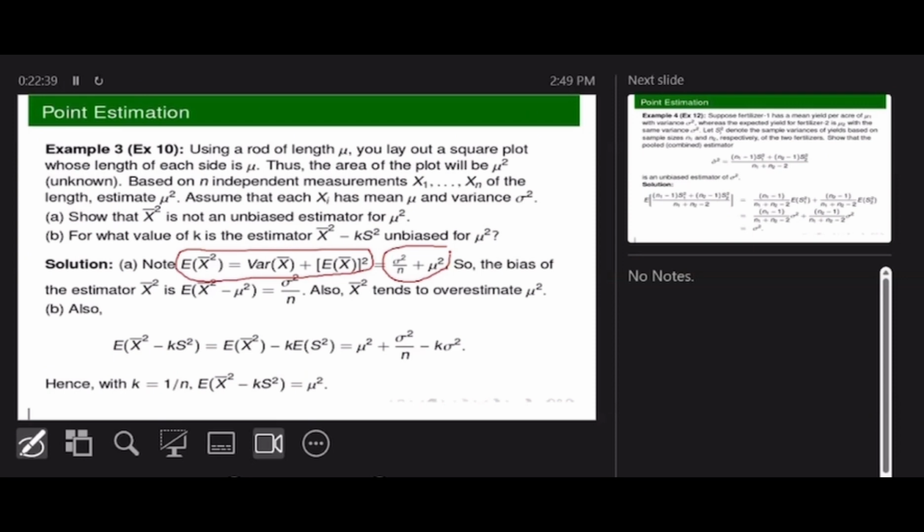Okay, now, if I want to calculate the bias, the difference between this guy and mu squared is going to give you sigma squared over n. What is going to happen if you want to use X bar squared to estimate mu squared, because this is showing that it is going to be biased? What is the implication of that? The implication is that it will overestimate. Don't forget, you are adding something more to that. That is overestimation. Does that make sense?